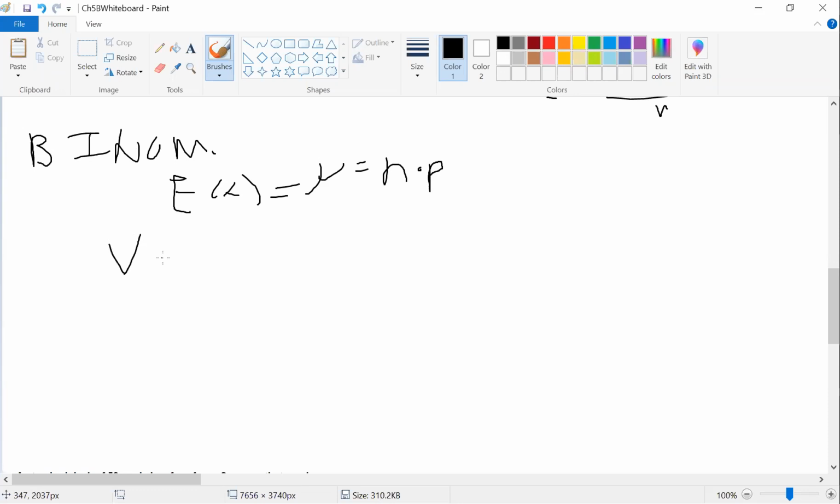And the variance, so we'll say var of x, which is sigma squared, is equal to n times p times 1 minus p. Again, n is the number of trials, and p is the probability of getting a success. You will notice this is much easier than using those formulas. Now, if this was Math 2300, I'd go ahead and prove why this is the case, but we just care about the formula itself.